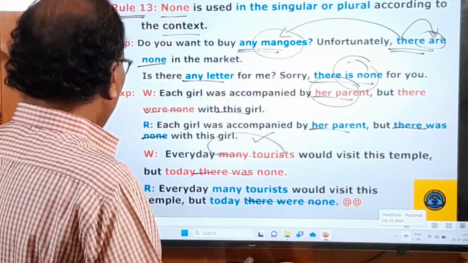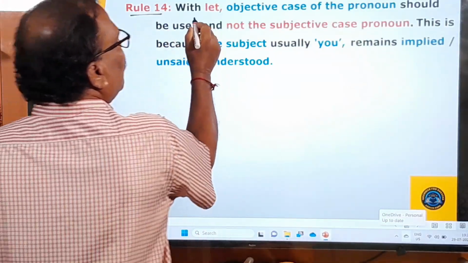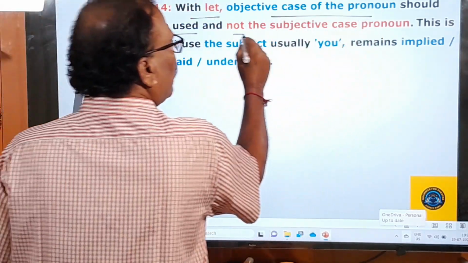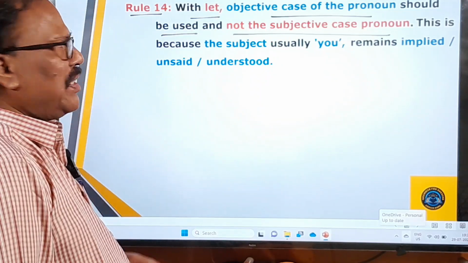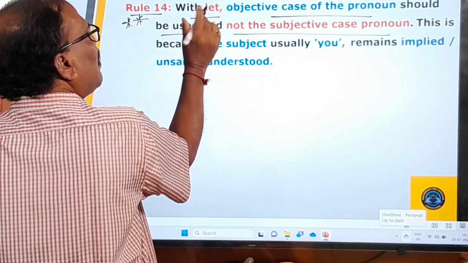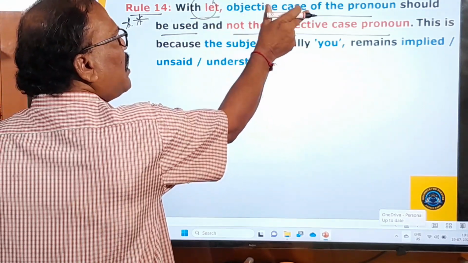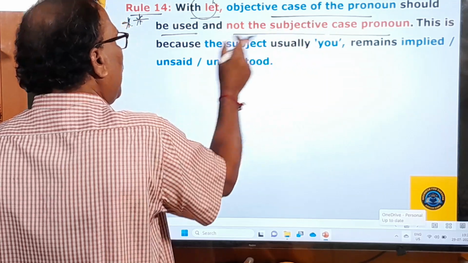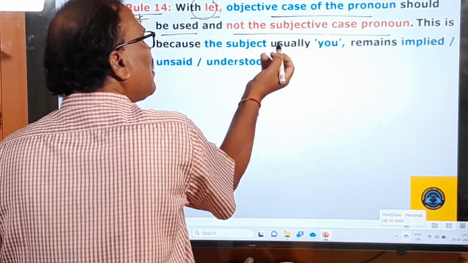Okay, this rule is over. The 14th rule is that with let, the objective case of the pronoun should be used and not the subjective case pronoun. Yes, this is a very important rule. With let, only the objective case pronoun must be used and not the subjective case pronoun. Okay, why is this? The reason is also mentioned here.